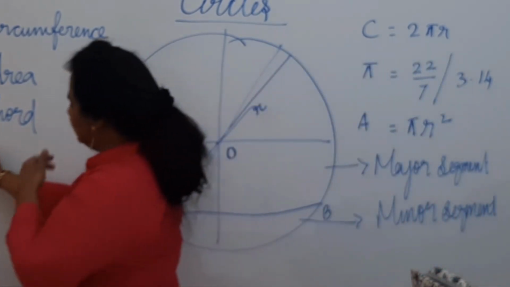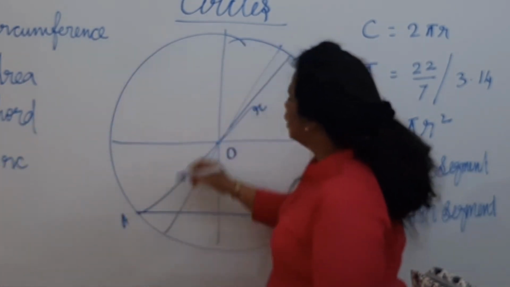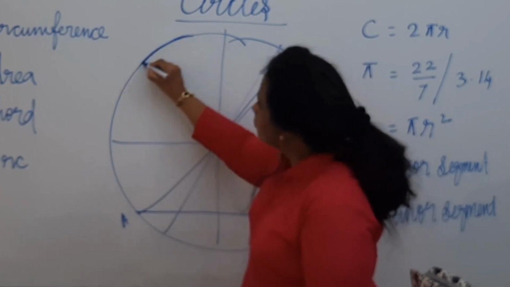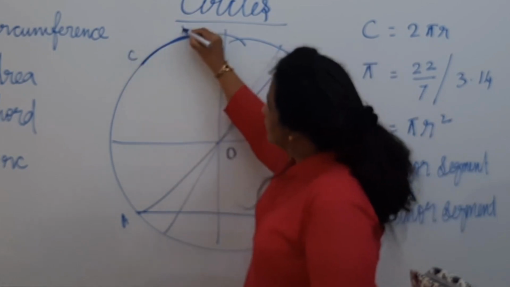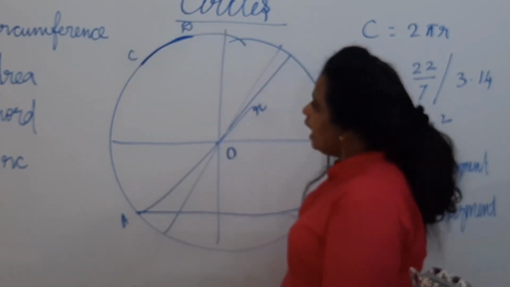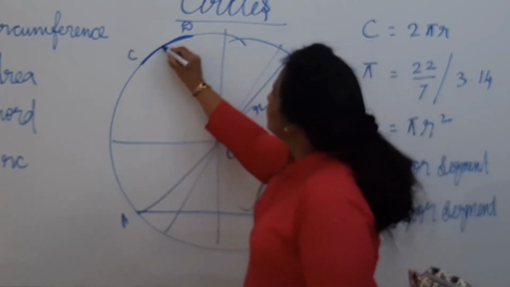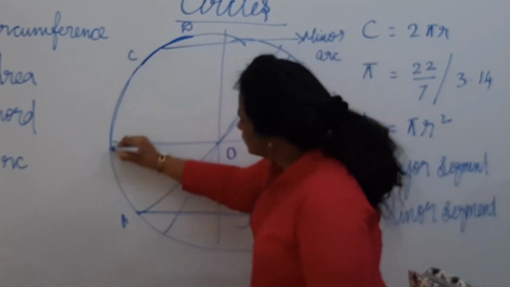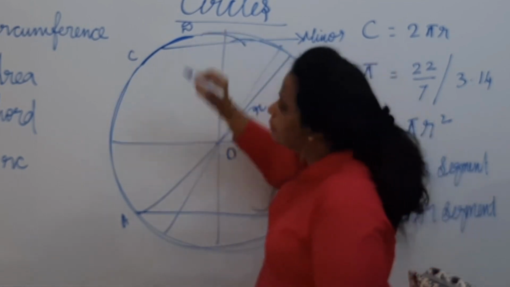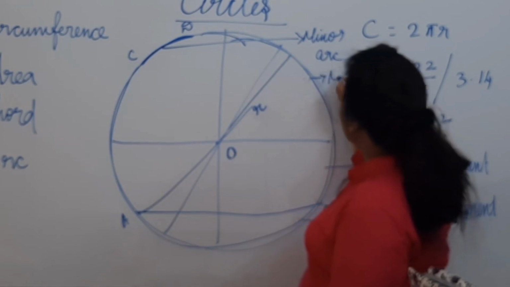The next one is the arc. An arc is nothing but a small or bigger part of the circumference of the circle. Let me name CD as an arc. You can see it is a smaller arc. We write this as the minor arc. But you can see the same CD has another, bigger arc. So, we call this arc the major arc.